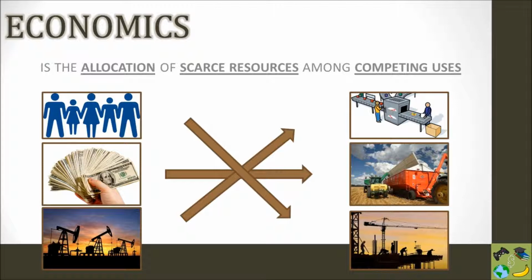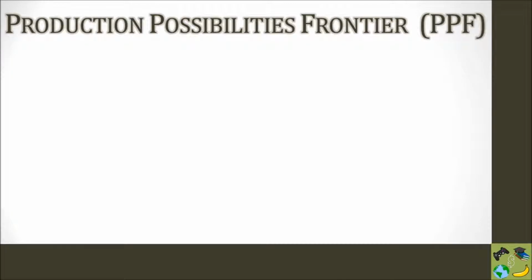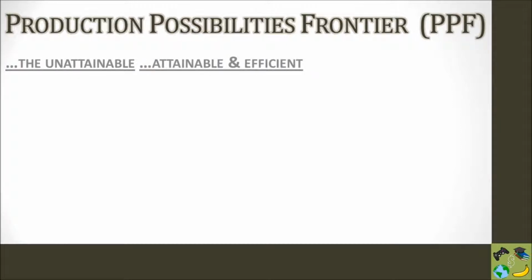How do we determine the right allocation to these different uses? We must look to the production possibilities frontier, also known as PPF. The PPF divides the world into three categories. There's the unattainable, the attainable and efficient, and the attainable and inefficient.